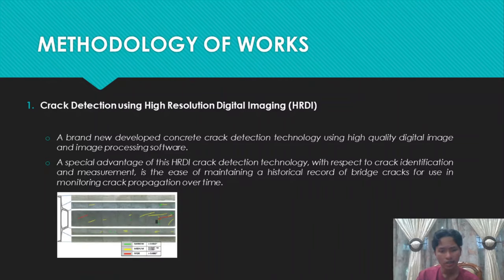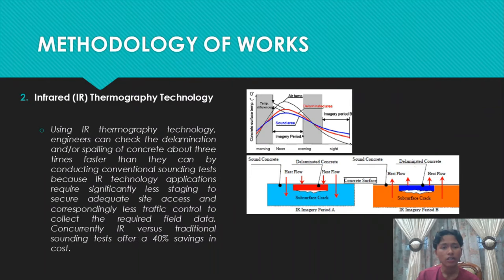The crack width, length, and location data developed by using the system can provide powerful decision-making support information for engineers with bridge maintenance planning responsibilities. It can also dramatically reduce data logging and long-term condition record keeping and facilitates economic comparative evaluation on a recurring basis. The second one is infrared thermography technology, IR thermography.